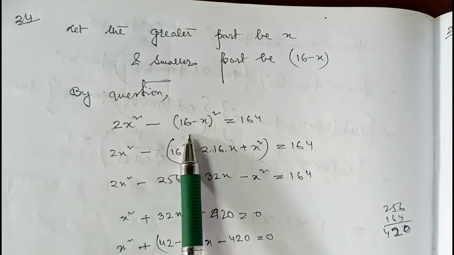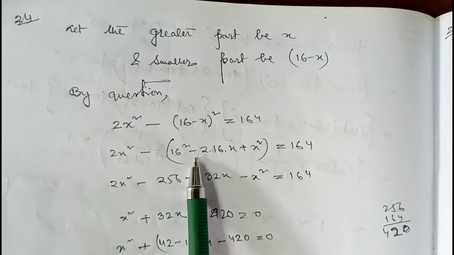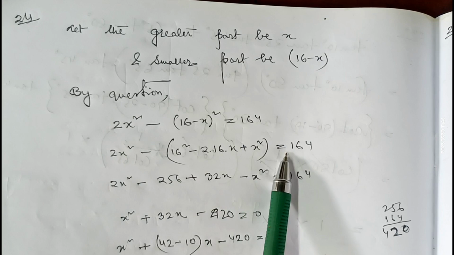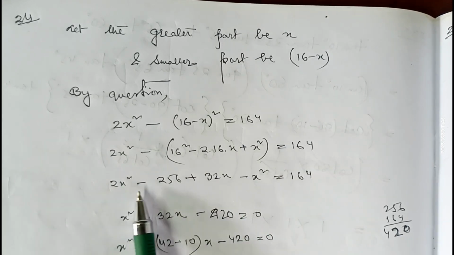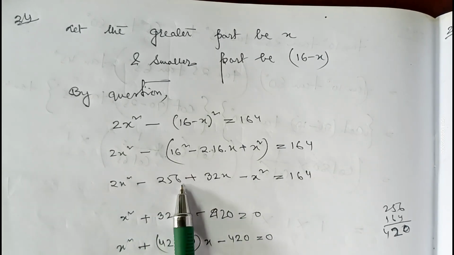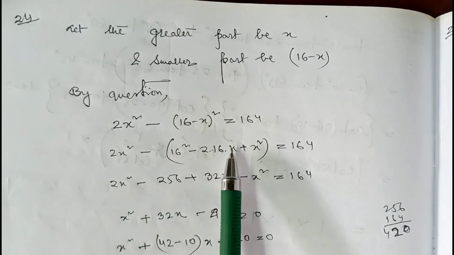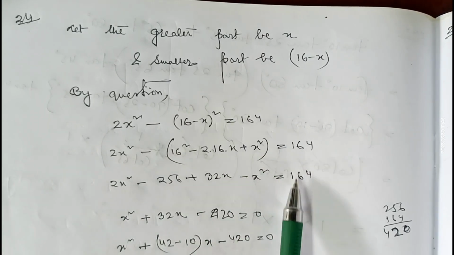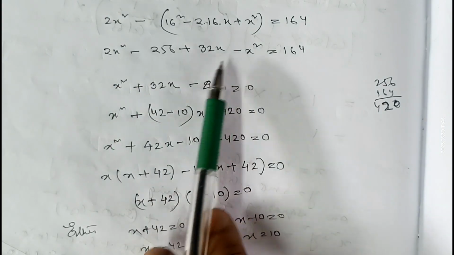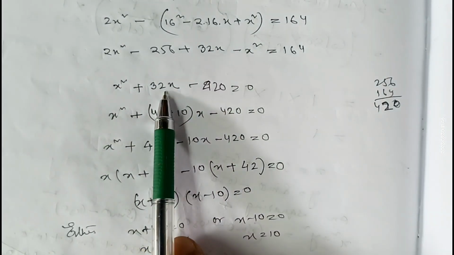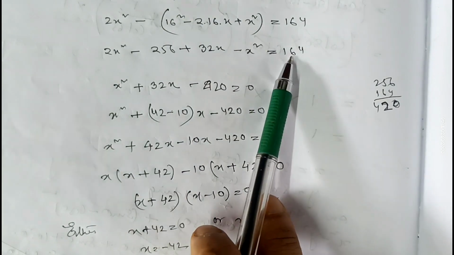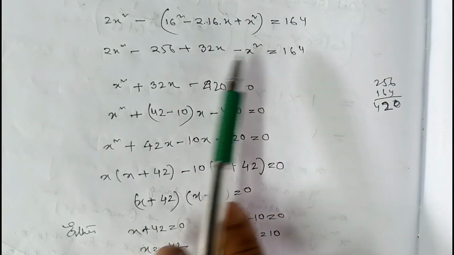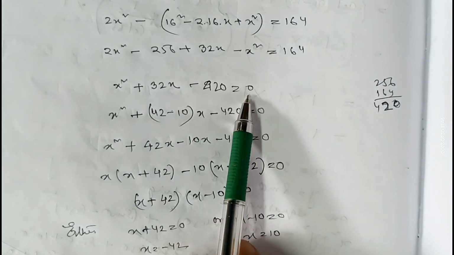(2x square) minus (a minus b) whole square is a square minus twice ab plus b square, equal to 164. 2x square equal to 16 square, which is 256, minus minus plus 16 into 2 is 32x, plus minus minus x square is 164. 2x square minus x square is x square plus 32x minus 256, and this will become minus 164. It will become minus 420 equals 0.